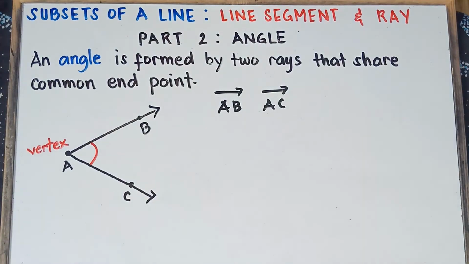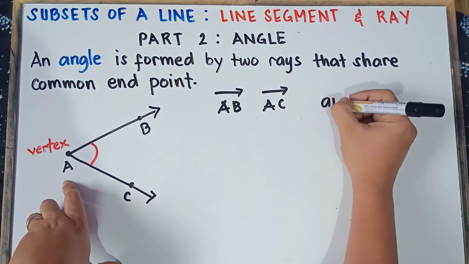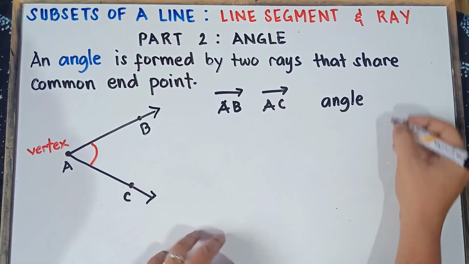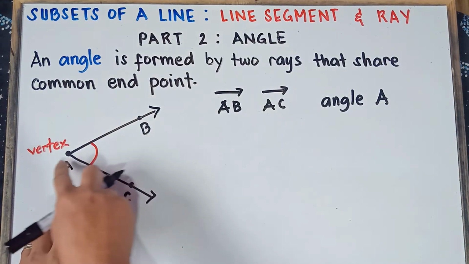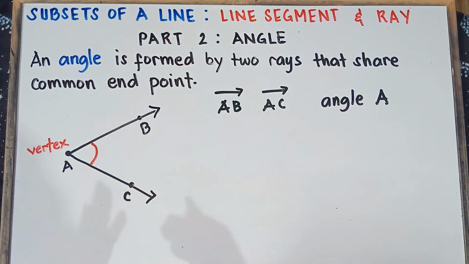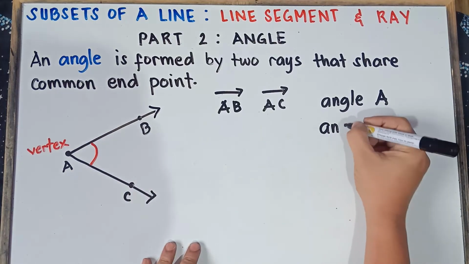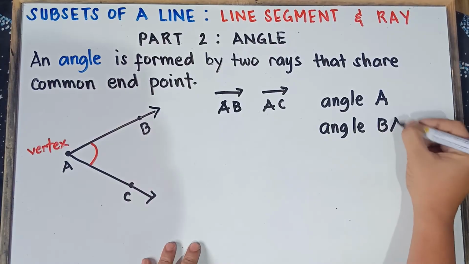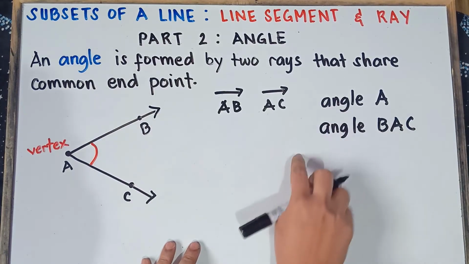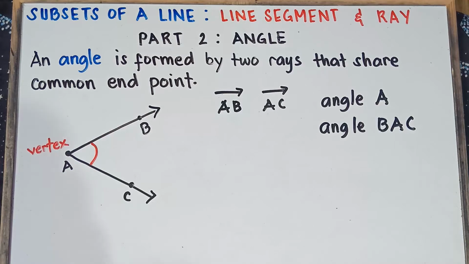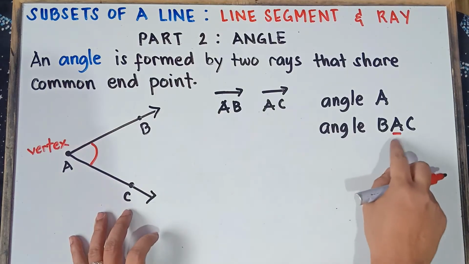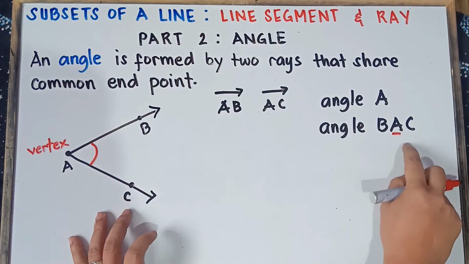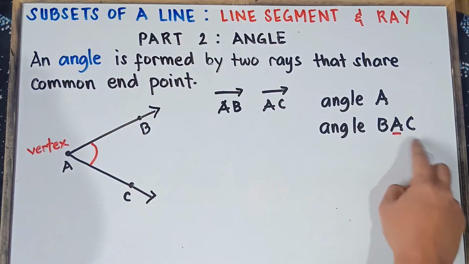Now, question, how will you name the angle? We can name this one as angle A. Or we can name this one angle BAC. Once again, class, this is just the same. Just make sure, class, that this point A will be the center part of the following letters. So that would be angle BAC.